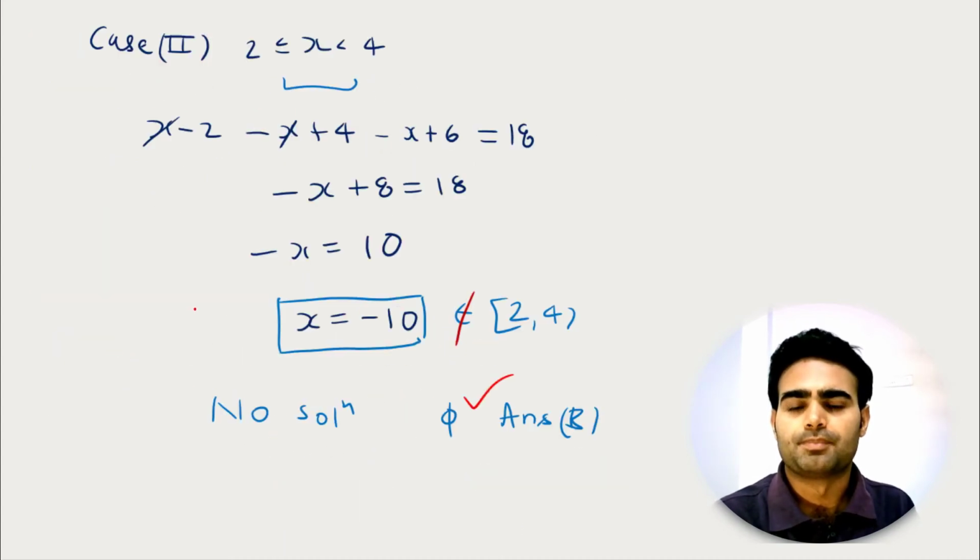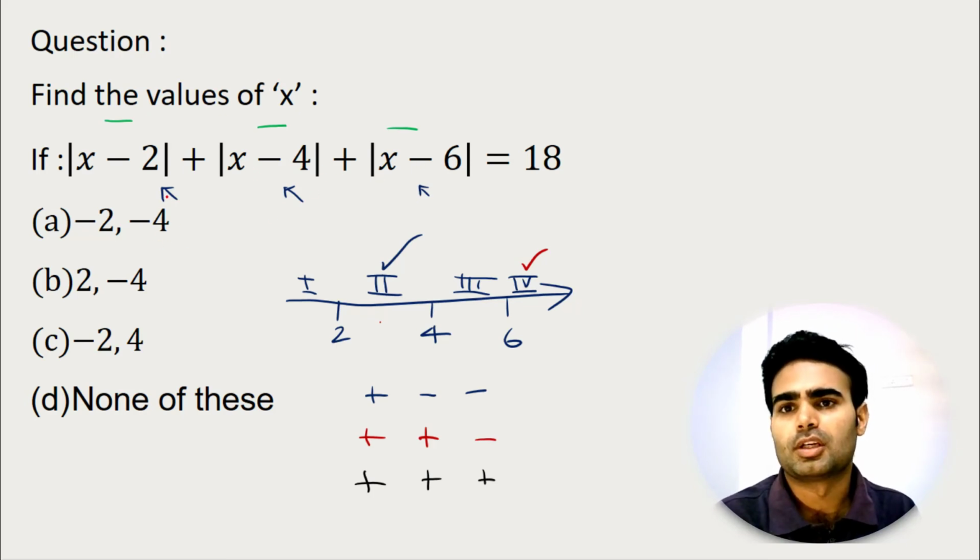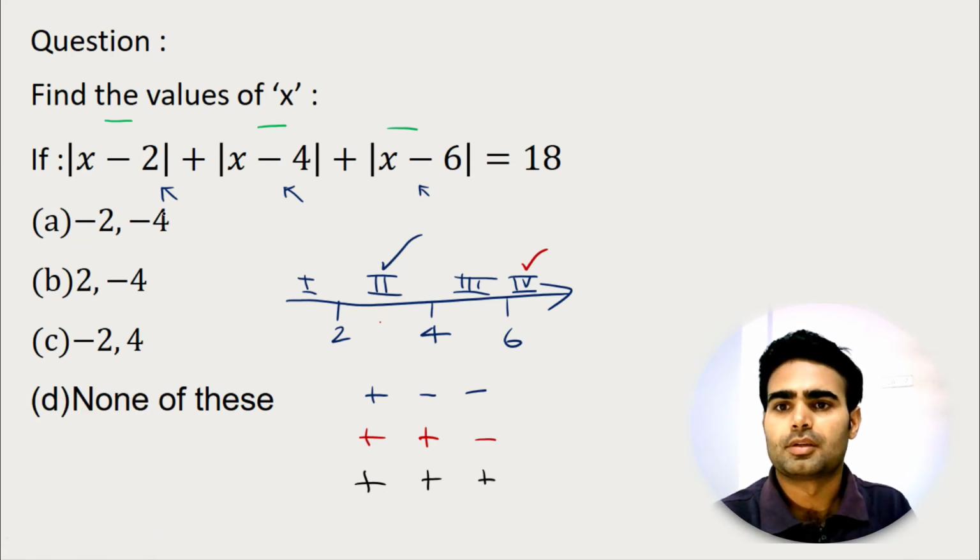Let me check it again. 4 will not satisfy here. You can see that if we substitute 4, then that will be 4 minus 2, that is 2, 4 minus 4 is 0, 4 minus 6. So it will be 10 here. So there will be a correction here. Let me correct that. Okay, let me erase it. This will not. So our answer will be minus 2 comma 10 here.